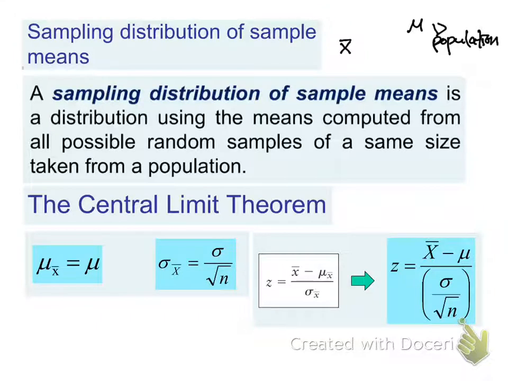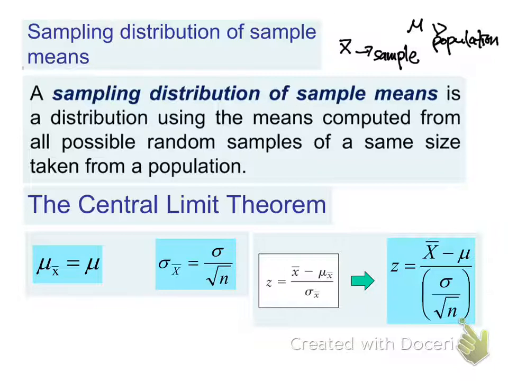Okay, this one is for the population, which is for the mean. So X bar is for the sample. Okay, X bar is for the sample. So the sampling distribution of sample means is where we are finding the distribution for the sample mean.